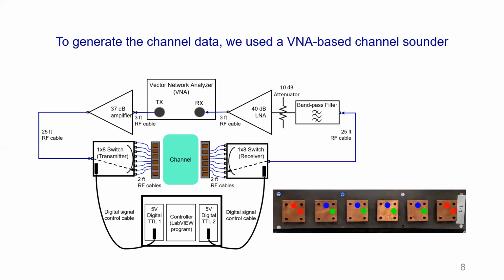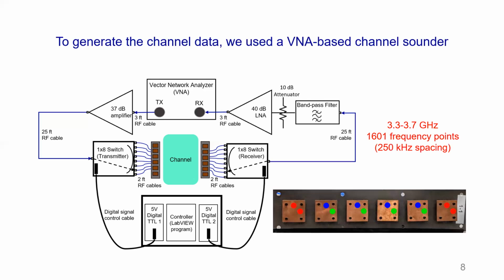The timing of the switches for both the transmitter and the receiver are controlled through a LabVIEW program in combination with digital TTL signal, which is also synchronized to the timing of the vector network analyzer. One measurement round per frequency point therefore provides us with an 8 times 8 channel matrix.